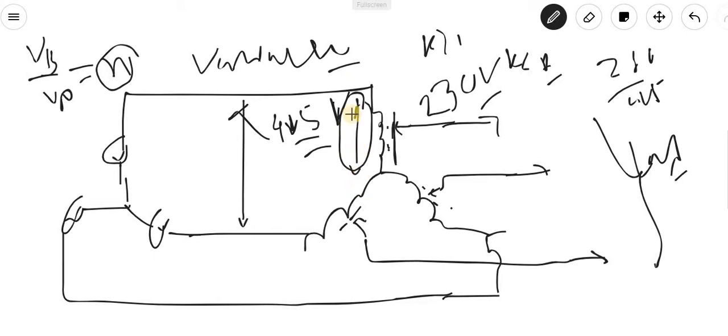Here, obviously, is a star connection, so the line voltage and the phase voltage will be these things. And here how much voltage is coming? Suppose 230. If it is 230, then we have to consider the transformation ratio.